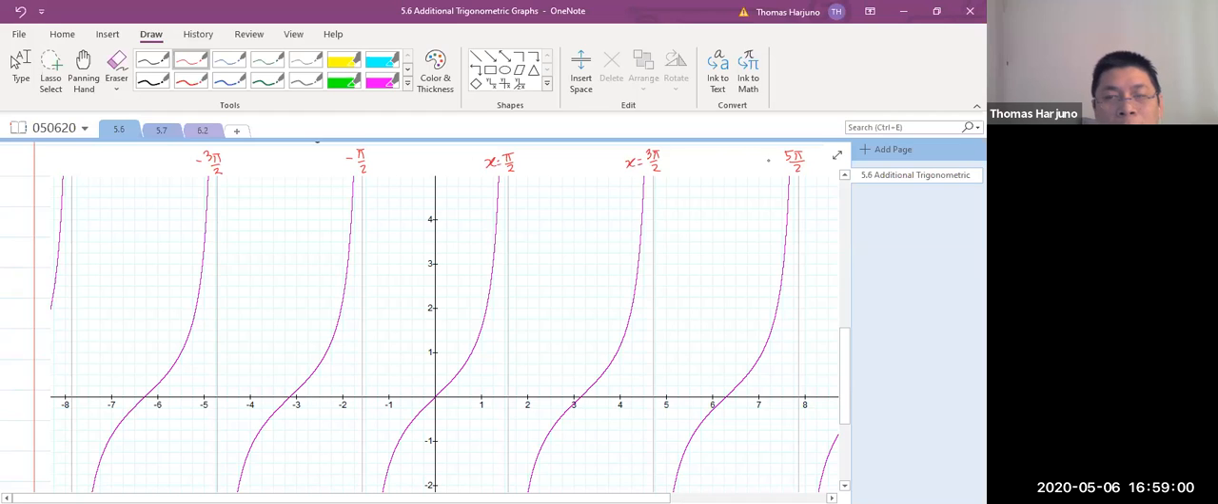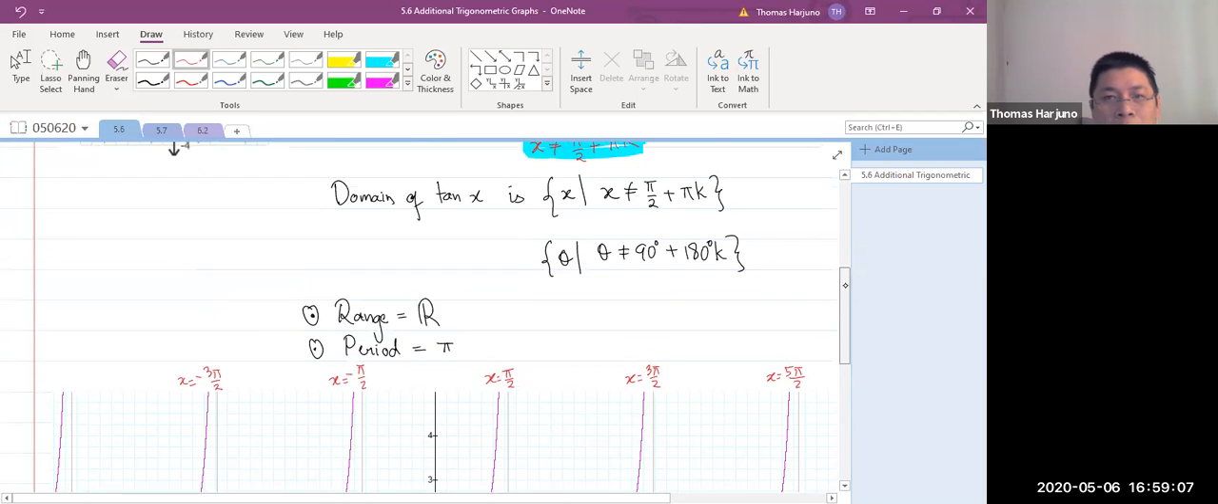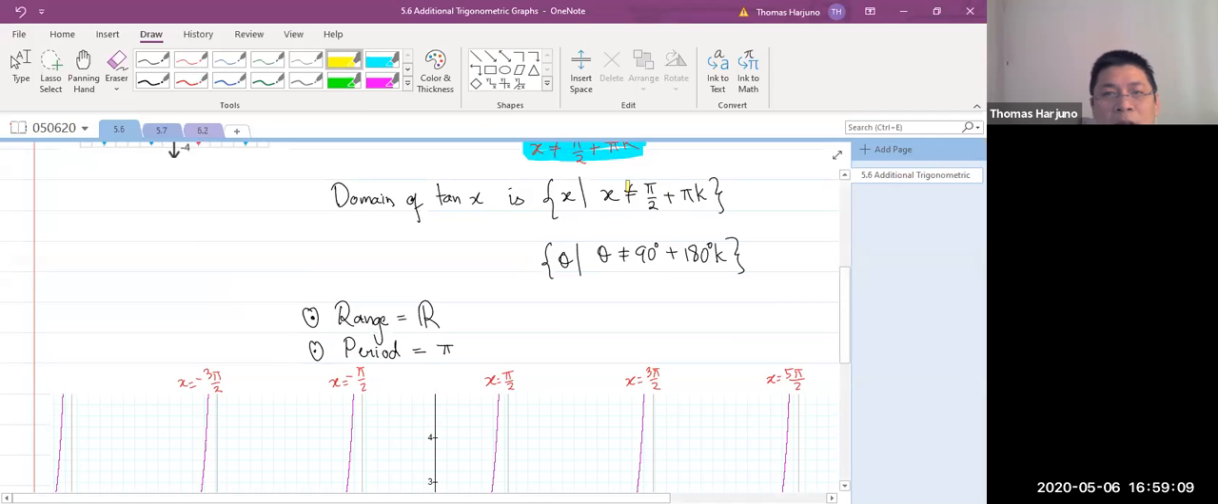So if somebody asks you what the asymptotes are, the asymptotes are basically the numbers you avoid here. So if I add to what I have earlier, the vertical asymptotes will be all those x where x equals pi over 2 or any multiple of pi of that. So k is an integer.